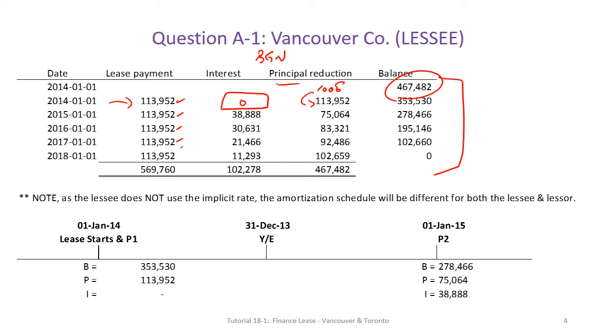Then successively every period after that we calculate our interest expense as being the balance in the lease times the interest rate. So here our balance of 353,530 times 11% gives us 38,888, and that continues each time. 278,466 will give us this interest, etc. And of course, the principal reduction is the difference between the lease payment and the interest: lease payment minus interest equals principal reduction, every single time.